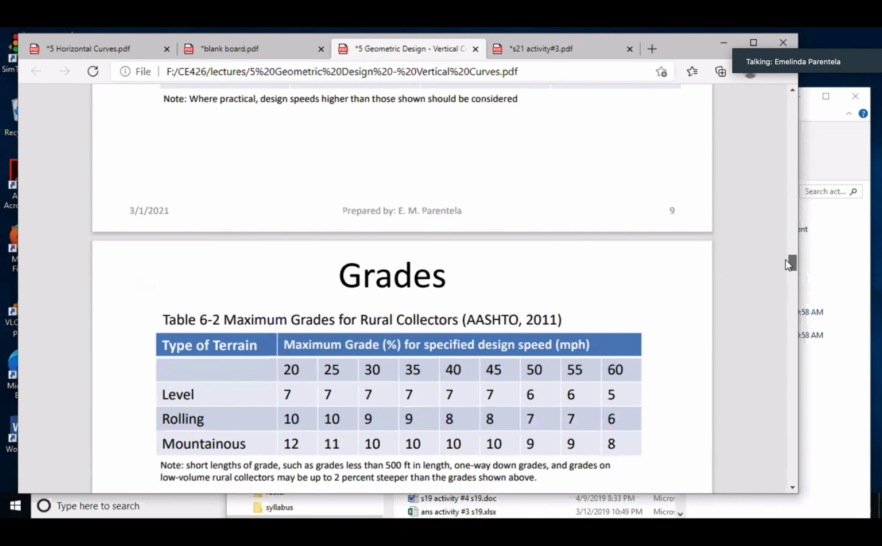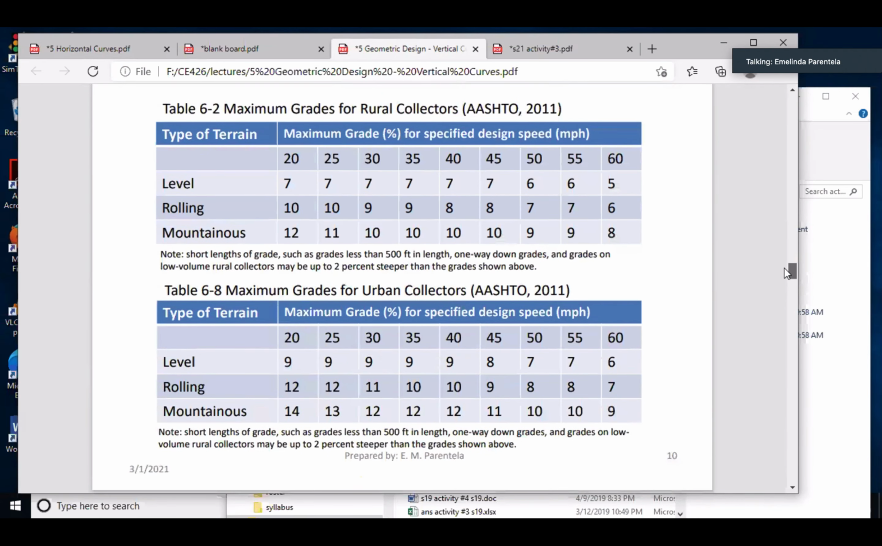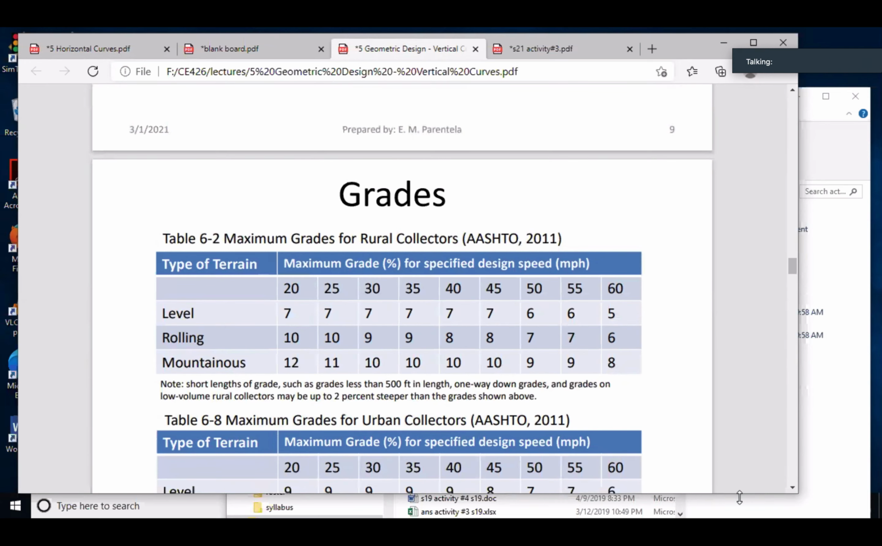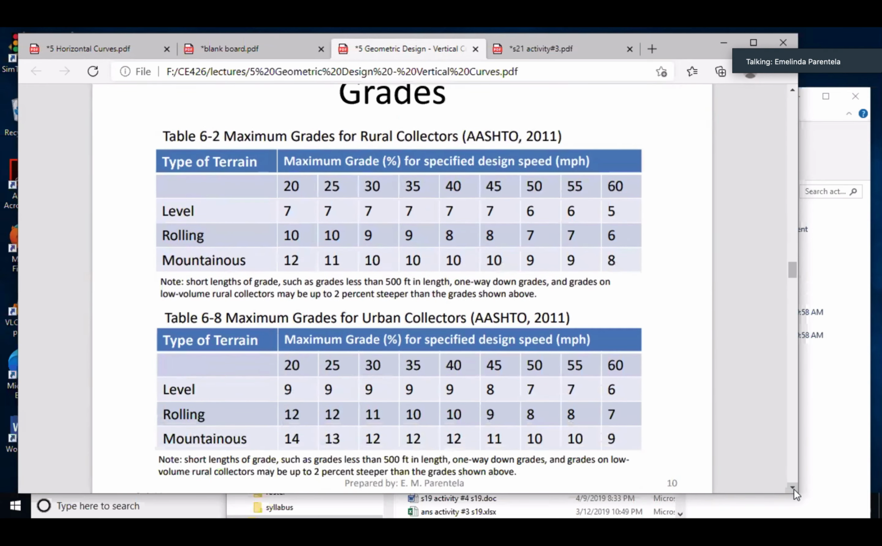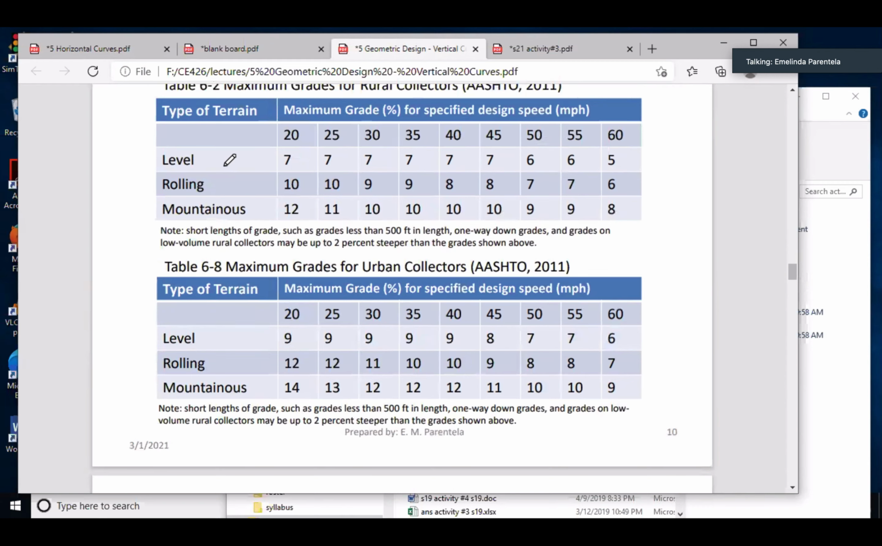The grades, let's take a look at the grades. For the grades, it's based on the type of terrain. So for level terrain to mountainous terrain, your grade can vary. For lower speed, you can go as high as 12 percent, whereas for higher speed, for a mountainous terrain, it's only 8 percent. So these are the values from the AASHTO manual.